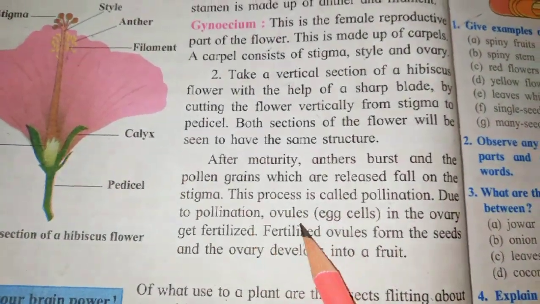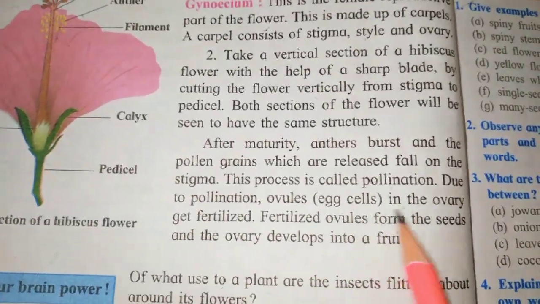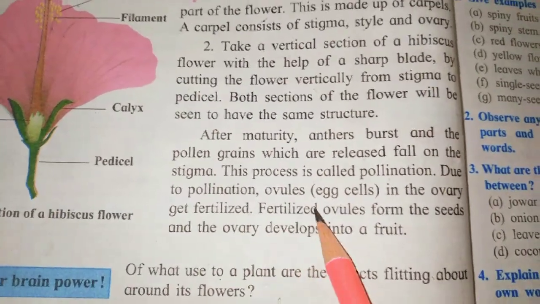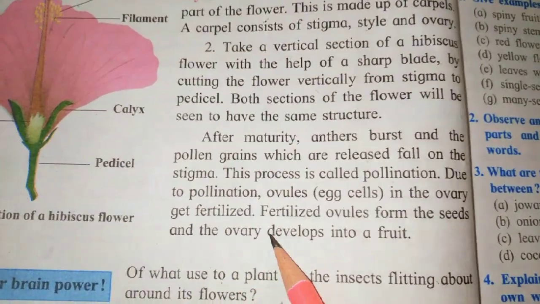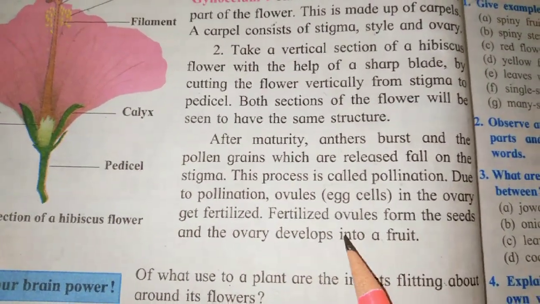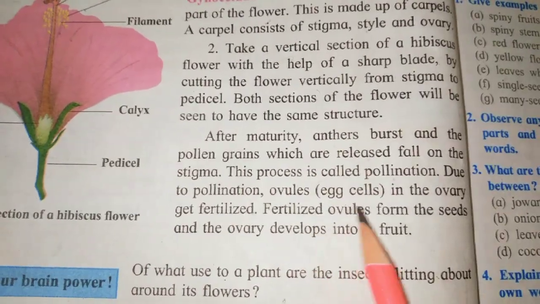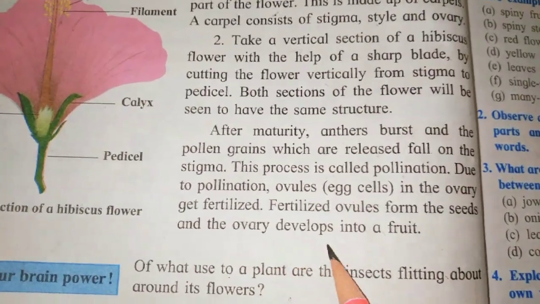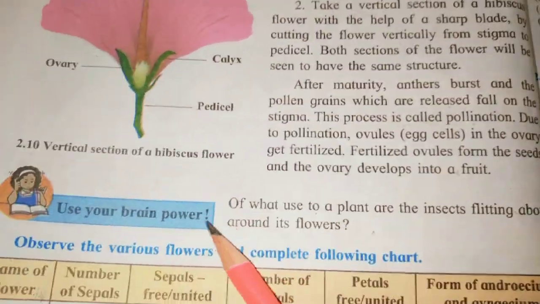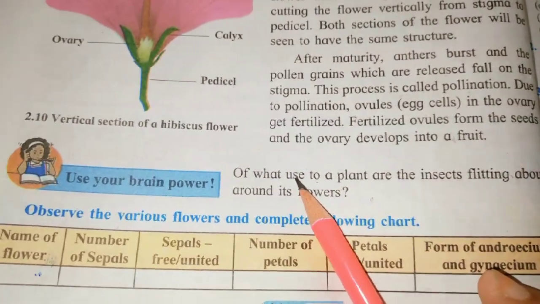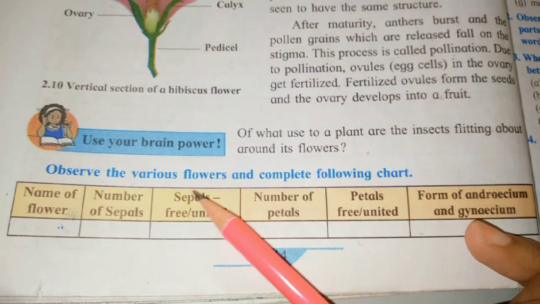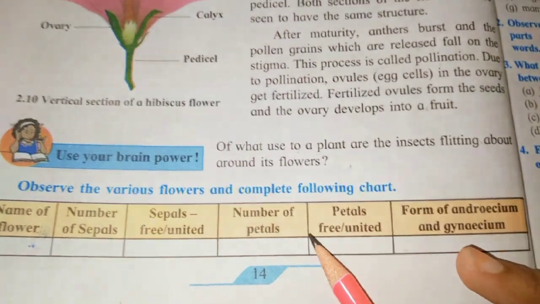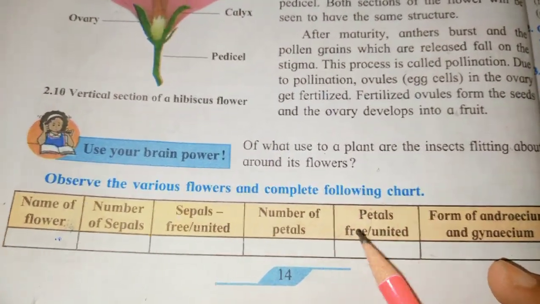Due to pollination, ovules, meaning egg cells in the ovary, get fertilized. Fertilized ovules form the seeds and the ovary develops into a fruit. How does a fruit develop? By the fertilized ovules. So use your brain power, read the question and get the answer. And here is the table. Observe the various flowers and complete the following chart. Observe any one flower, take a simple rose and complete the table.